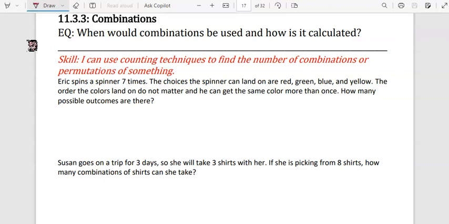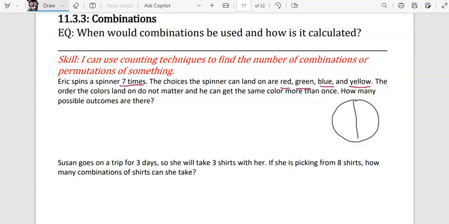Eric spins a spinner 7 times. The choices the spinner can land on are red, green, blue, and yellow. The order of the colors it lands on does not matter, and he could get the same color more than once. How many possible outcomes are there?